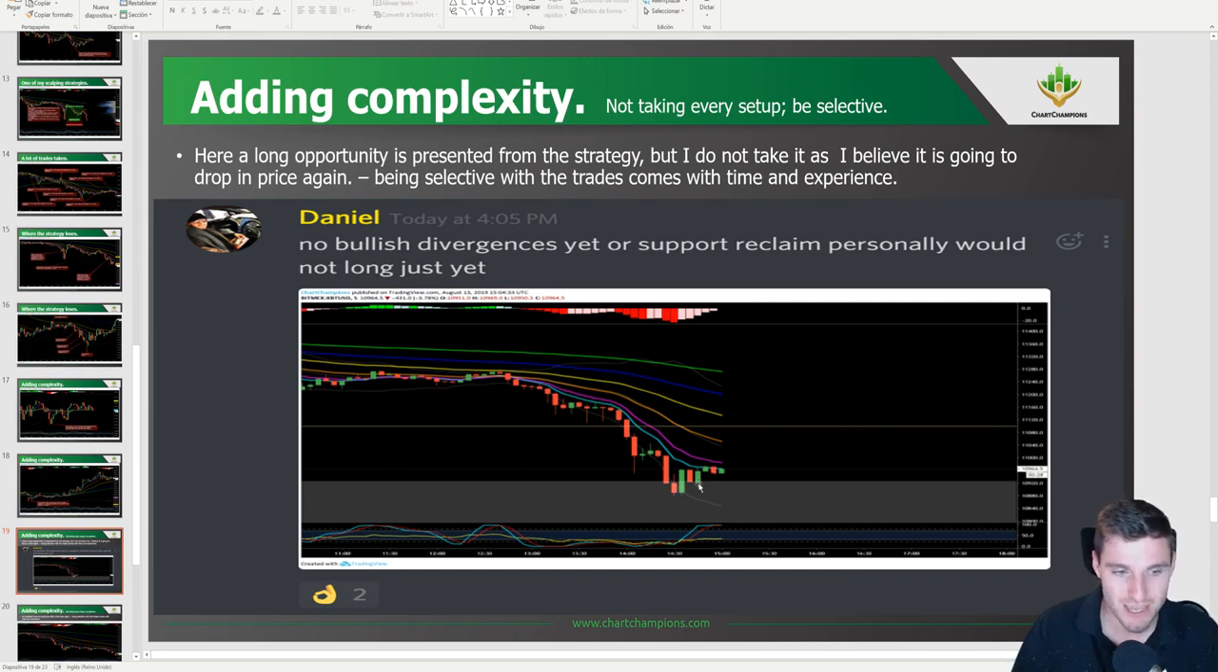Obviously, you can see here you hit the 8 exponential moving average. But as I wrote here, no bullish divergence yet or support reclaim. Personally, would not long just yet. So here is a long opportunity presented from this strategy, but I do not take it, as I believe it is going to go down and drop again in price, which it did. We're now sat down in the 10k, so it has dropped again in price.